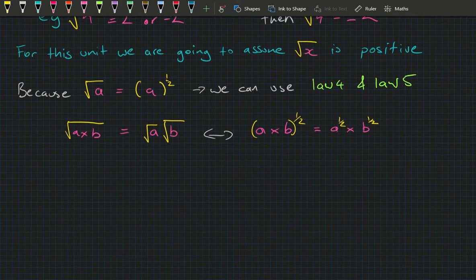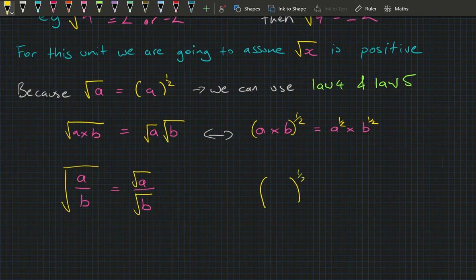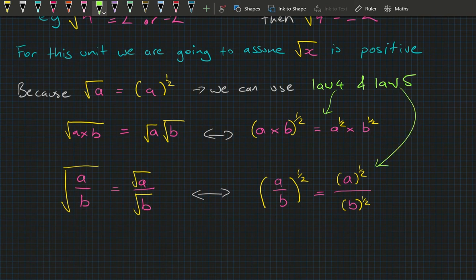And law 5 says the square root of the fraction a over b is equal to the fraction of the square root of a divided by the square root of b. Because by law 5, the fraction a over b raised to the power of a half equals a to the power of half over b to the power of a half. So obviously the first line there was law 4 and the second line was law 5. This use of laws 4 and 5 is very important for the rest of this unit and for nearly all other units for the rest of the year.